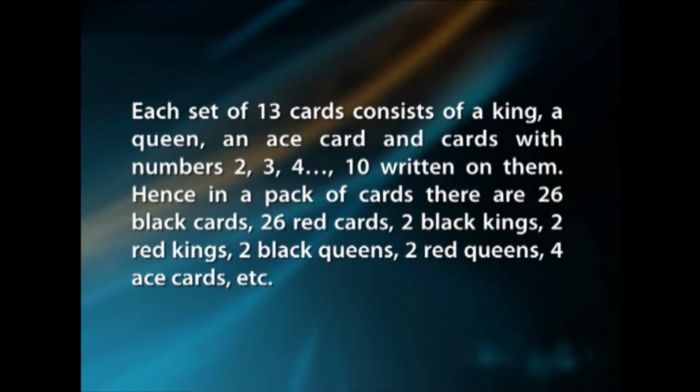Hence, in a pack of cards, there are 26 black cards, 26 red cards, 2 black kings, 2 red kings, 2 black queens, 2 red queens, 4 ace cards etc. The problem is solved under the assumption that all possible outcomes are equally likely. The random experiment under consideration has 52 equally likely possible outcomes.